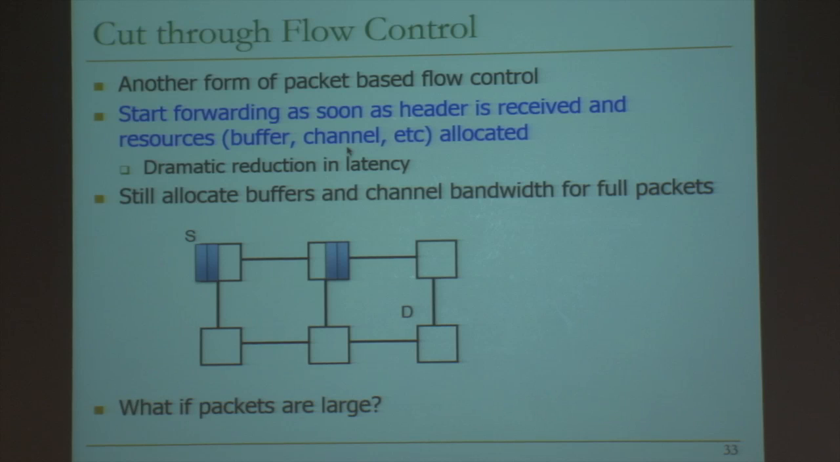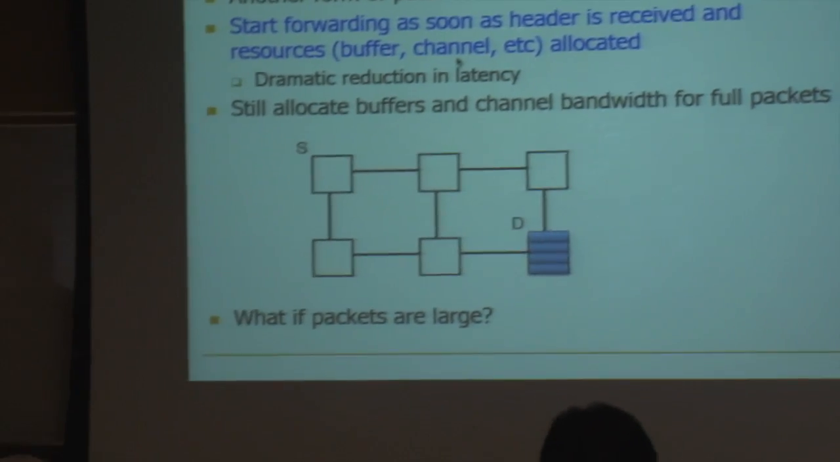So this is what this looks like. You start sending the packet. Before the whole packet is at the second router, you can start forwarding to the third and so forth until it gets to its destination. If packets are large, you need big buffers still, like you did with the original flow control scheme. Why do you need the whole buffer space to fit the whole packet?